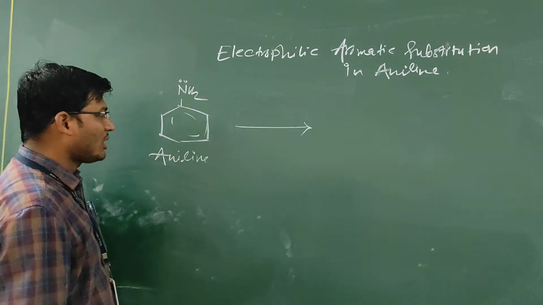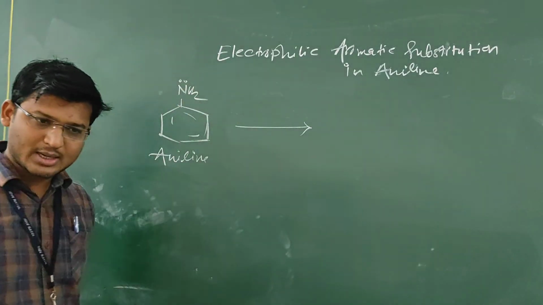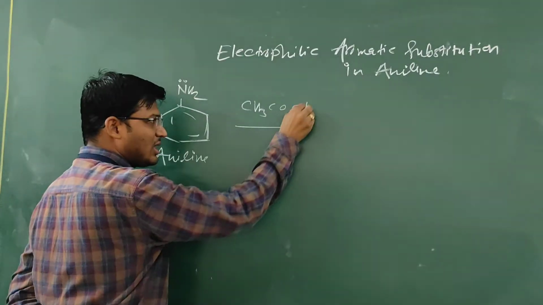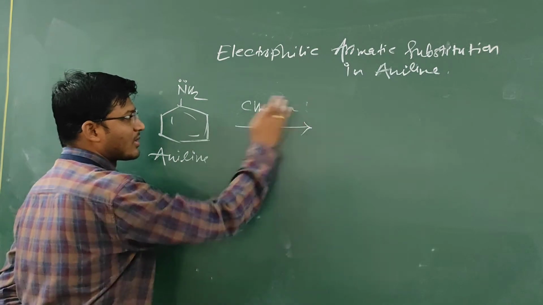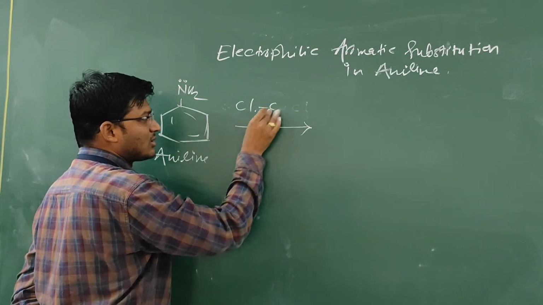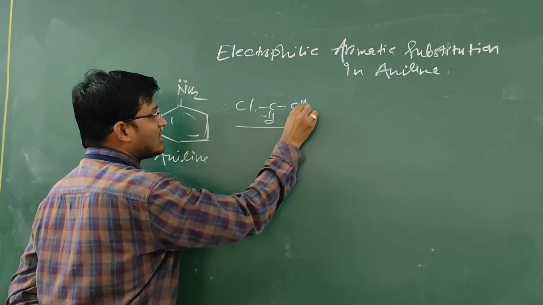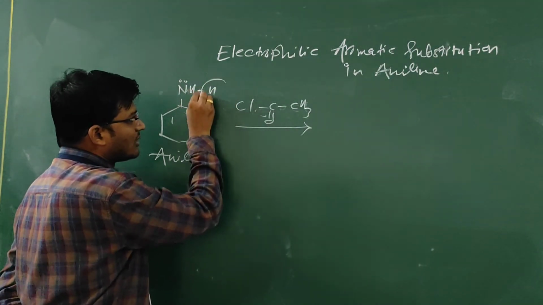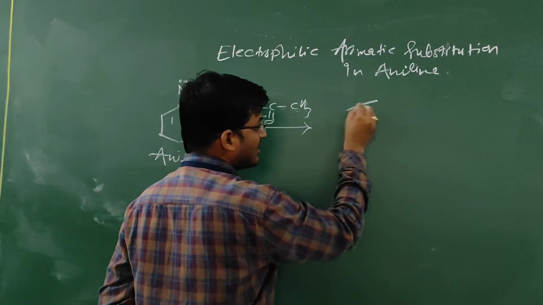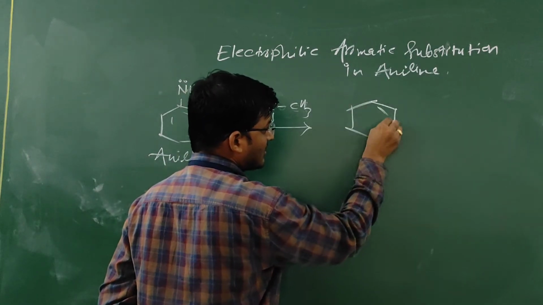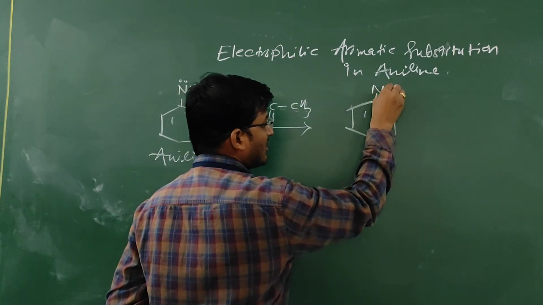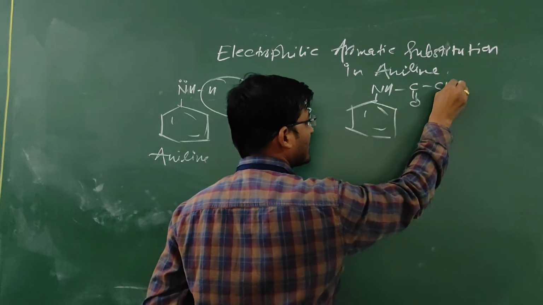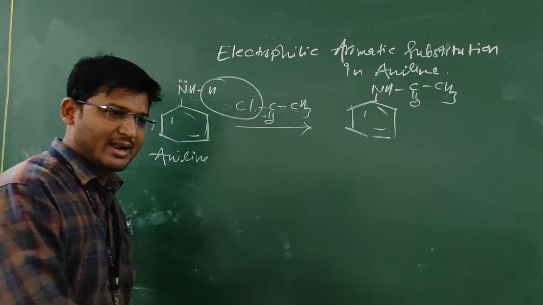directly. First of all, this NH2 group gets protected in presence of acetyl chloride, CH3COCl, with NH2 giving NH, CO, CH3, and HCl. It forms acetanilide.